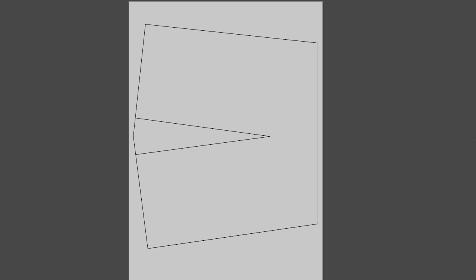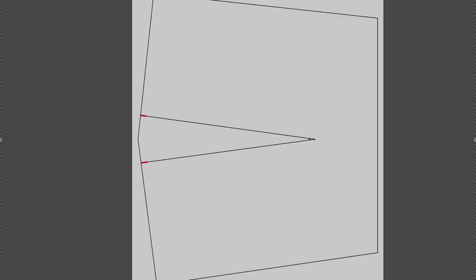Anatomy of a dart. Let's break down the parts of a dart using a diagram. You have dart legs, the stitched lines forming the side of the dart, dart volume or intake, the fabric wedge that is removed, apex, the point of the dart which aligns with the body's curve, for example the bust or shoulder blade. Let's take a look at how you would mark a dart generally.